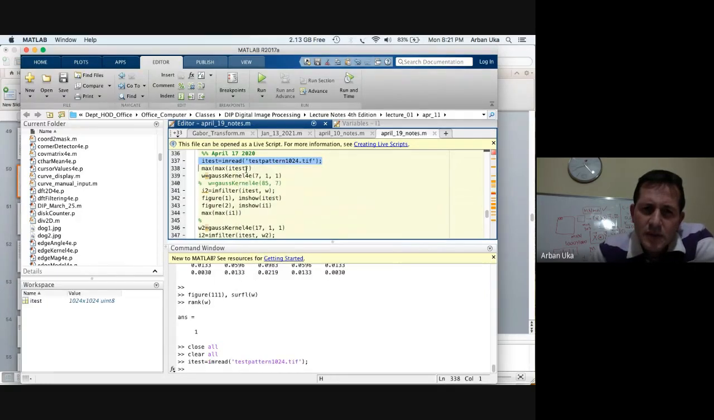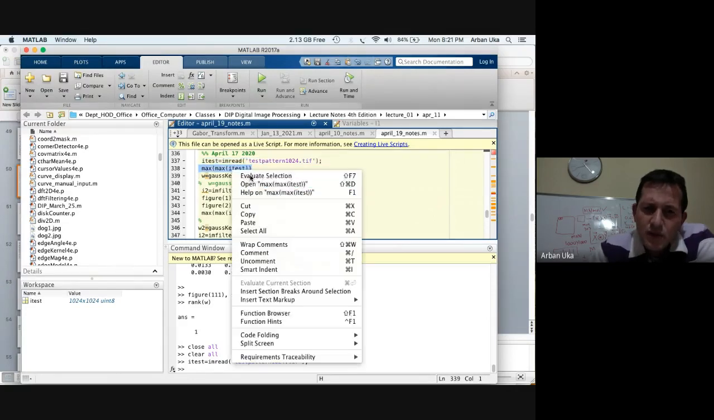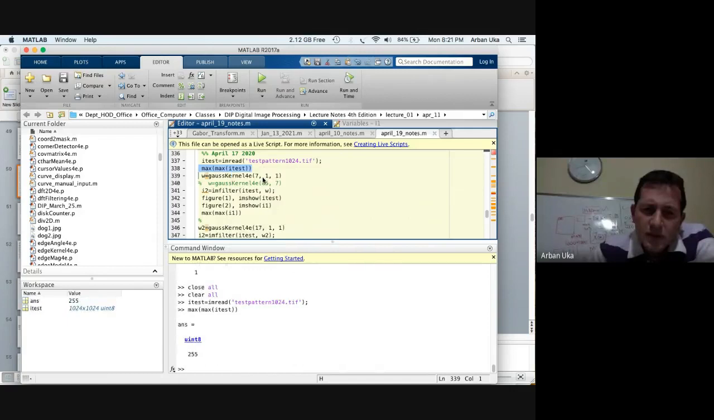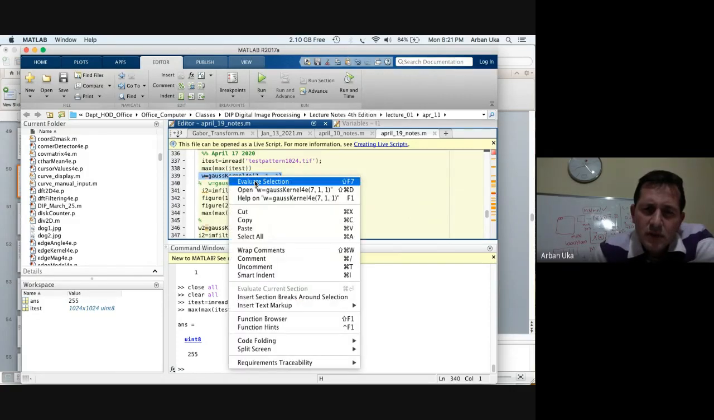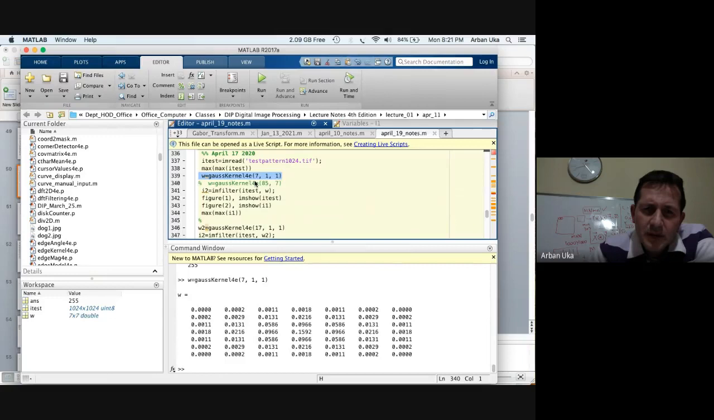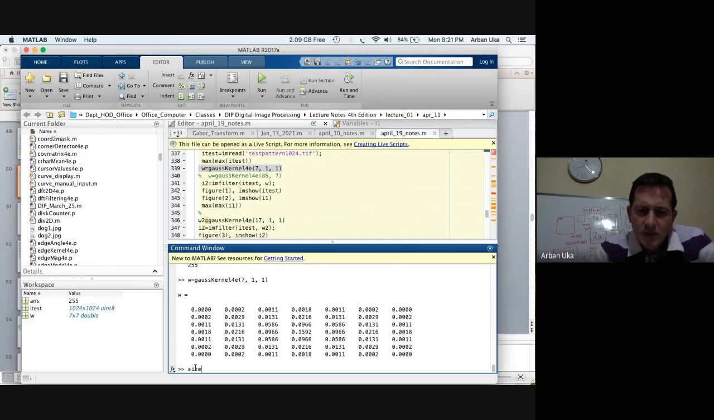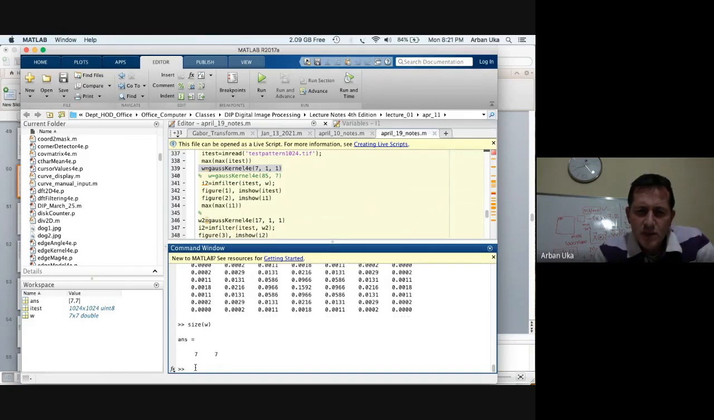So we just read this. This image is 1024 by 1024. Let's try to determine what is the maximum value of the pixel intensities. We see it's 255, and then let's have a look. Let's construct a Gaussian kernel, and this Gaussian kernel is 7 by 7. It's even hard to read, so the size W is 7 by 7.